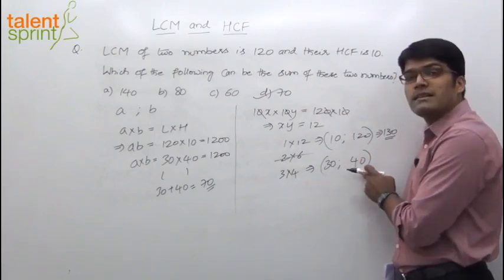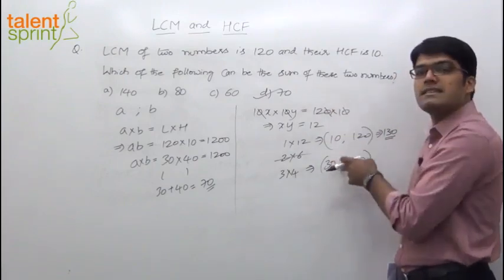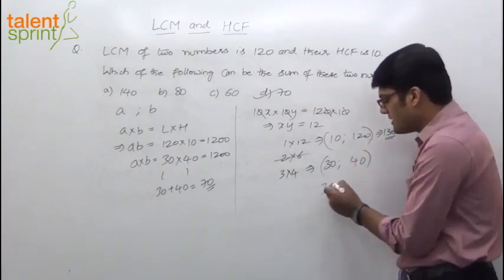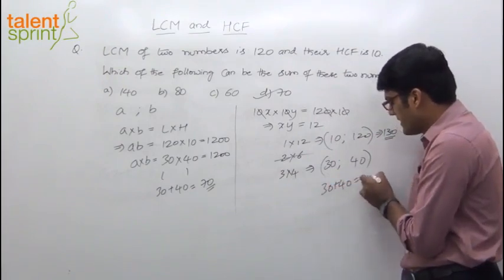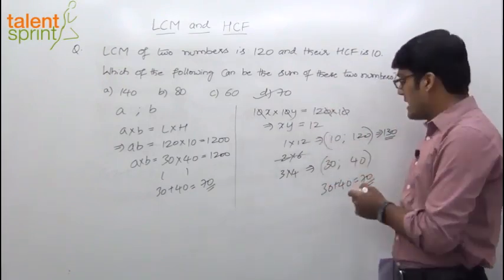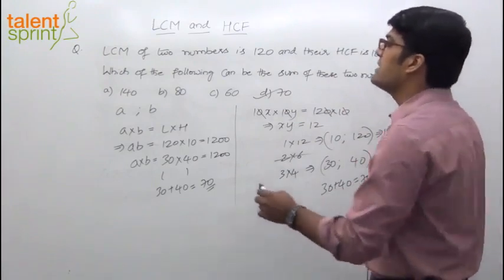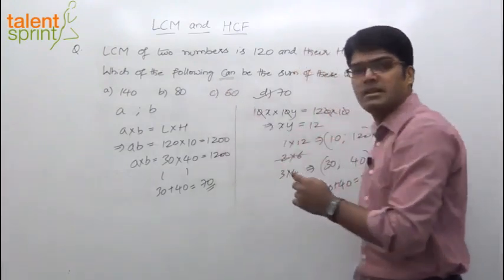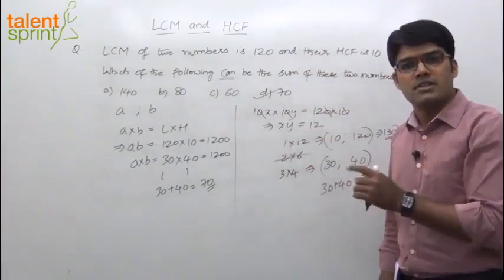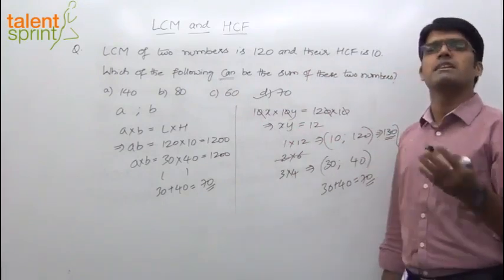Then 30 and 40. Highest common factor is 10, LCM is 120. What is the sum of numbers? 30 plus 40, which is equal to 70. So your answer should be option D. See, there are two possible values. That is the reason the question says which of the following can be the sum. He is not asking which is the sum. There is not one possible answer. There may be multiple answers.